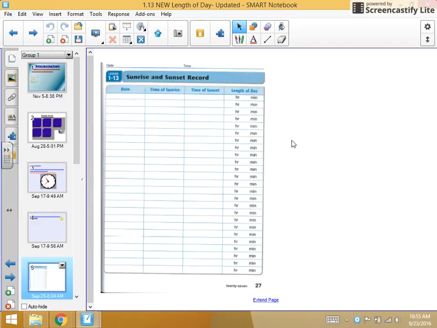Here on page number 27, we have a data collection that we are going to be using according to my manual here all year long. And it simply has a date section, the time that the sun came up on that particular date, the time that the sun went down, and then the length of the day. And so we're going to be using this to record probably once a week. And since today is Tuesday, I guess we'll be recording every Tuesday.